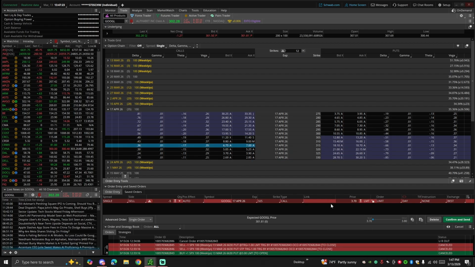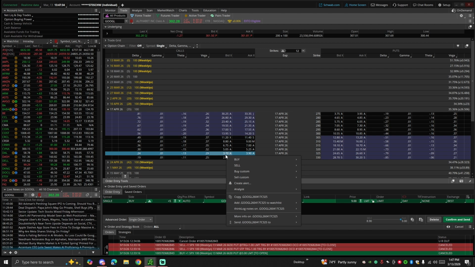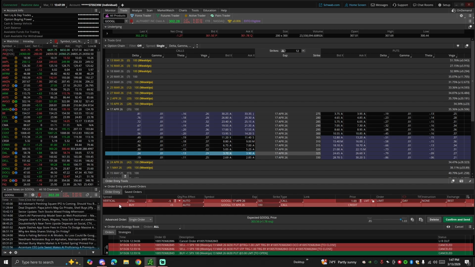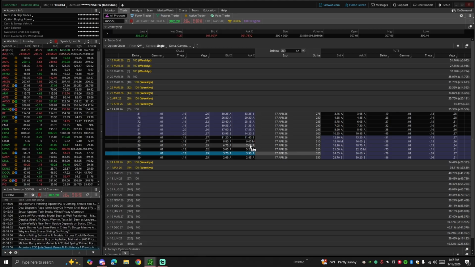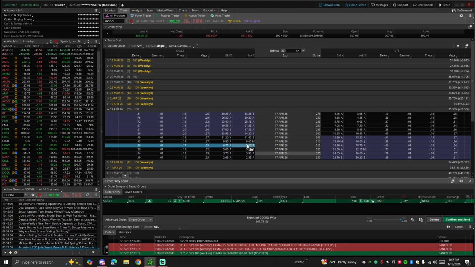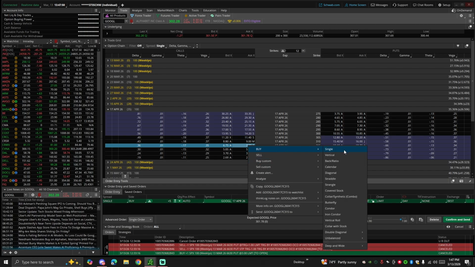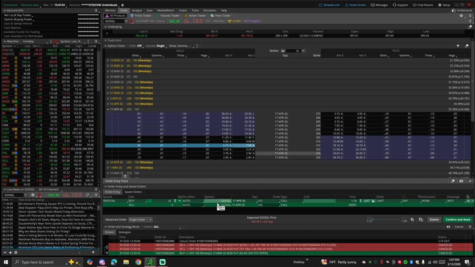It's much easier on... Why won't it let me? I want to buy the 310. I want to sell the 3... vertical. Oh, that's why. Okay. I typically will only do spreads on my phone because it's easier to do. But if I want to buy a vertical, I don't know if you guys are able to see this, I'm buying the 315, and here I'm looking to sell the 320.